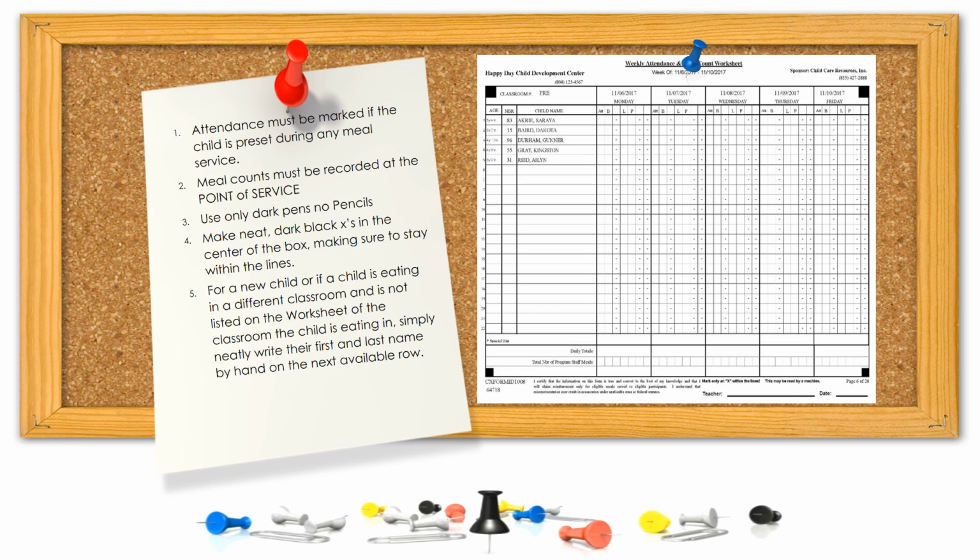For a new child, or if a child is eating in a different classroom and is not listed on the worksheet of the classroom the child is eating in, simply neatly write the child's first and last name by hand on the next available row. To make corrections, use only whiteout, no stray marks. Sign and date worksheet before submitting.